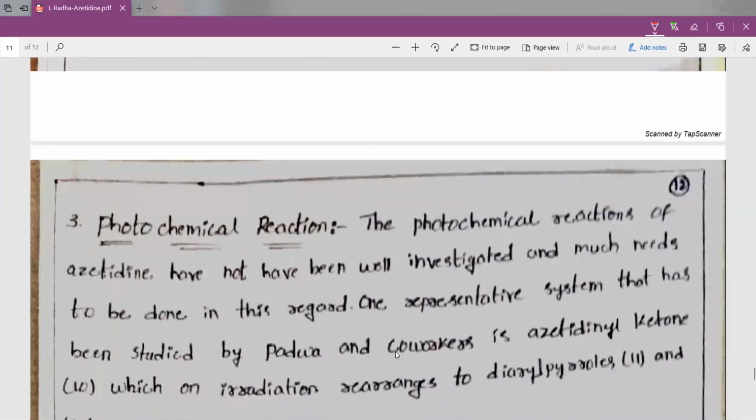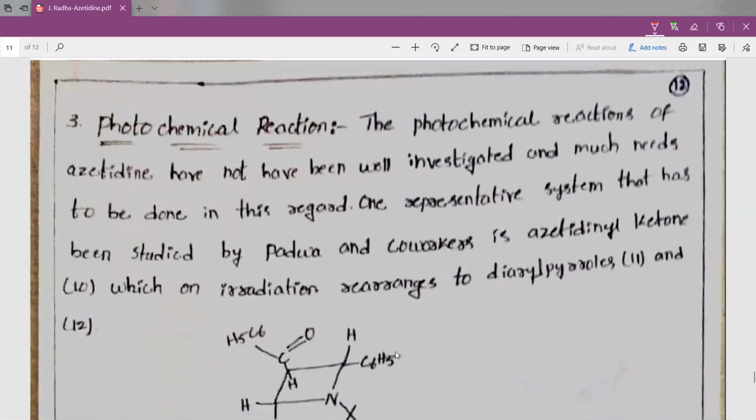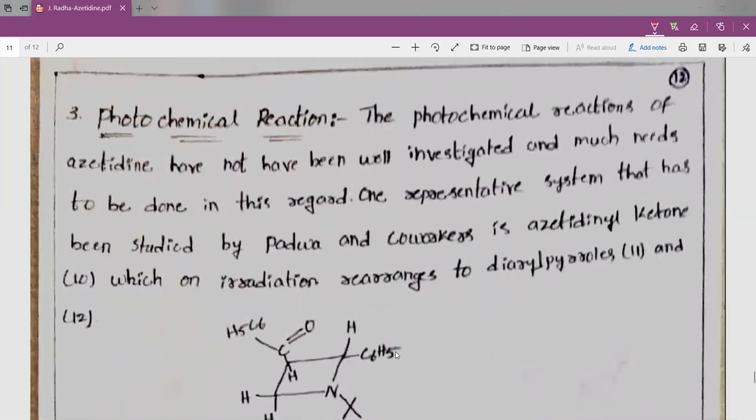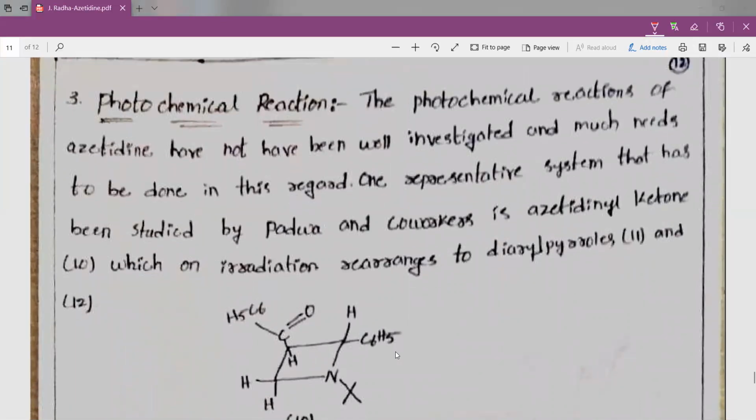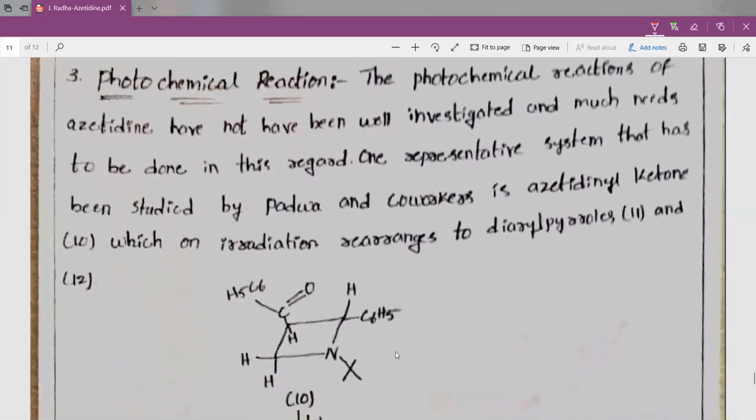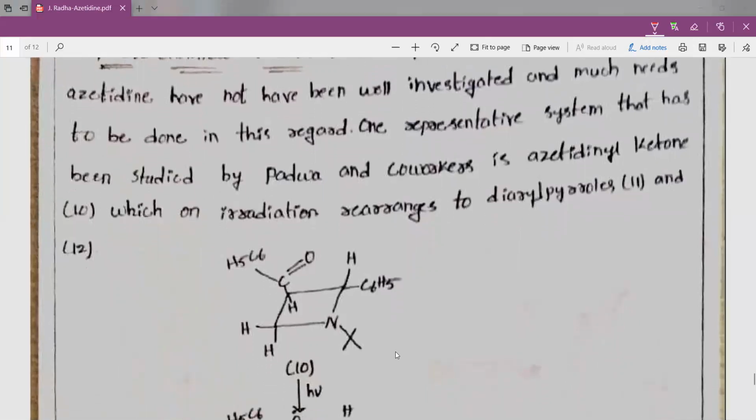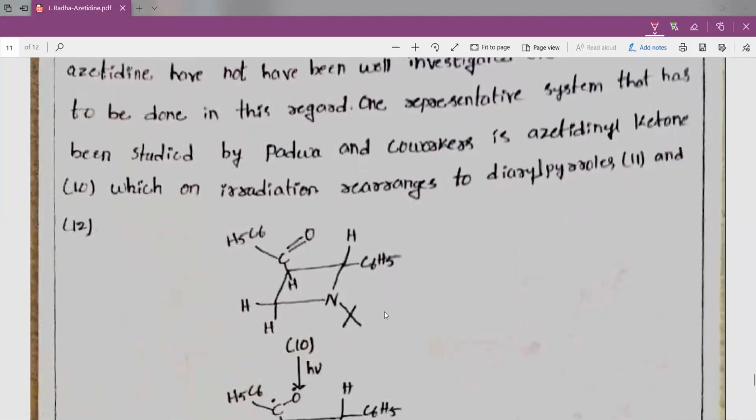So photochemical reactions. These are not much studied. The photochemical reactions of azetidines have not been well investigated, and there is a need to carry out more studies in this aspect of photochemical reactions of azetidine. So there is one example. Here we have shown one representative example that has been studied by Padwa and co-workers, azetidinyl ketone, that is 10.